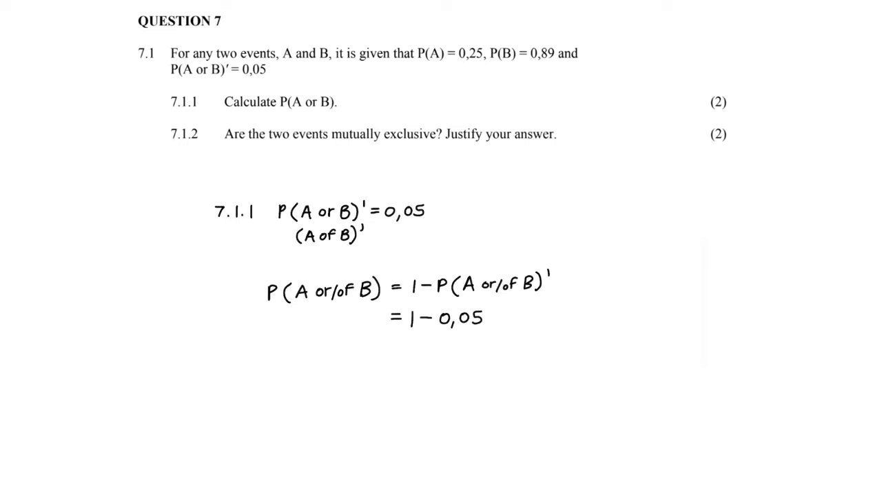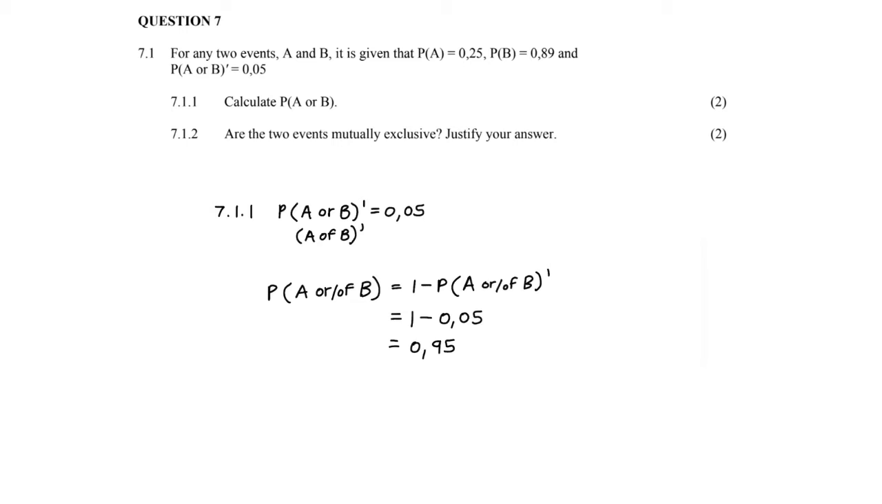0,95. Now let's take a look at the marks allocation. Here you will get 1 mark for the correct formula and then you will get 1 mark for the final answer of 0,95.